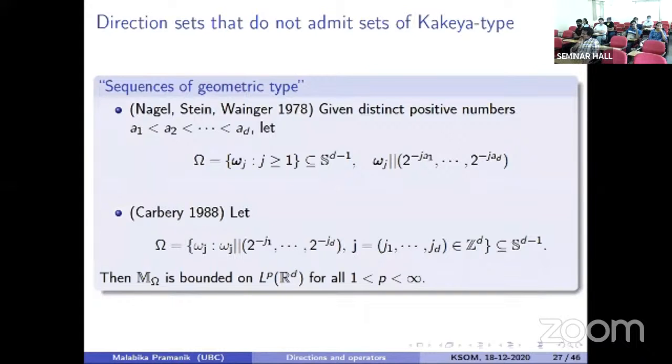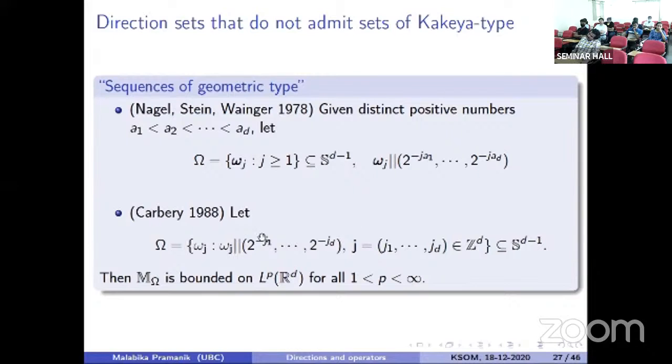Are there direction sets that do not admit Kakeya type phenomena? It turns out there are, and these too have a long history. The first such example goes back to the work of Nagel, Stein and Wainger in the late 1970s. The direction set that they found was of geometric type, namely, each vector in the set is parallel to a vector of the form 2 to the power minus j a_1 all the way up to 2 to the power minus j a_D, where a_1 through a_D are distinct positive numbers.